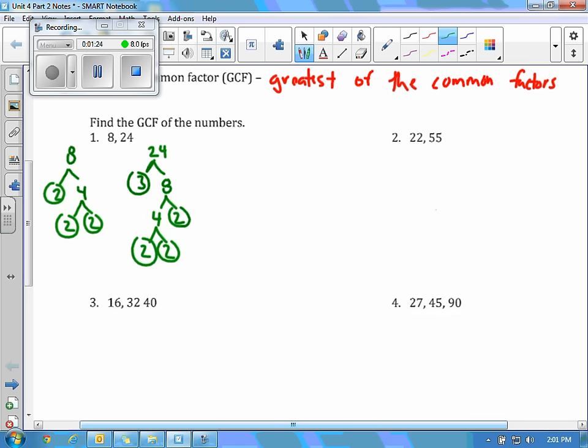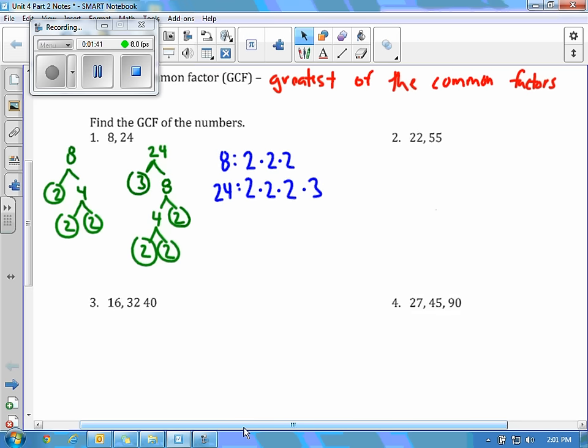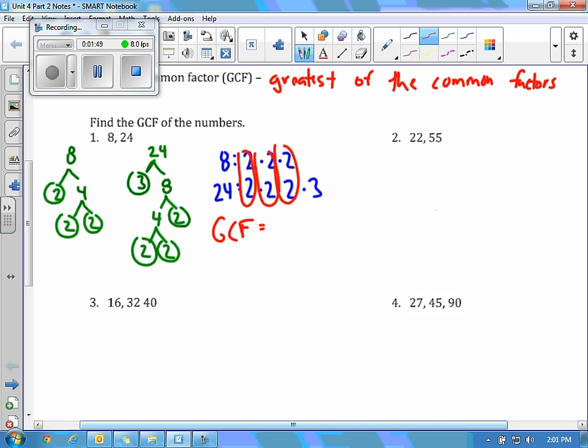Now to find the greatest common factor, we're going to want to write those out. So for 8, I had 2 times 2 times 2, and for 24, I had 2 times 2 times 2 times 3. Next step is to circle the ones that are in common. So this 2 is in common, this 2, and this 2. So our greatest common factor is going to be 2 times 2 times 2, which is 8. So the GCF will be 8.